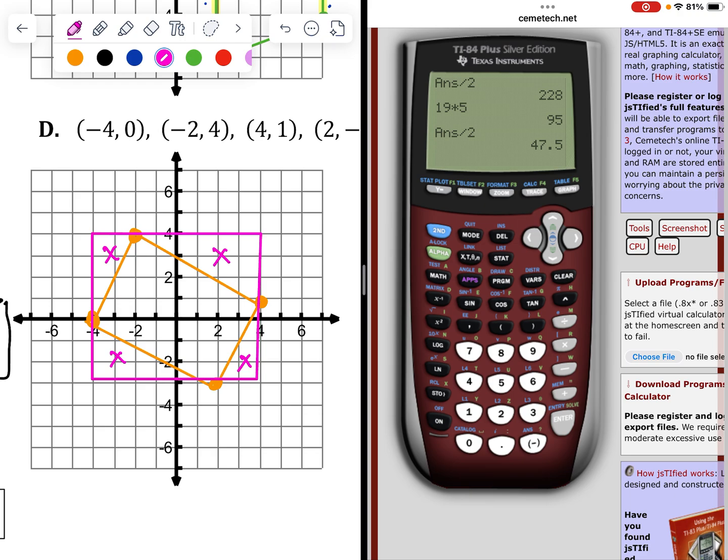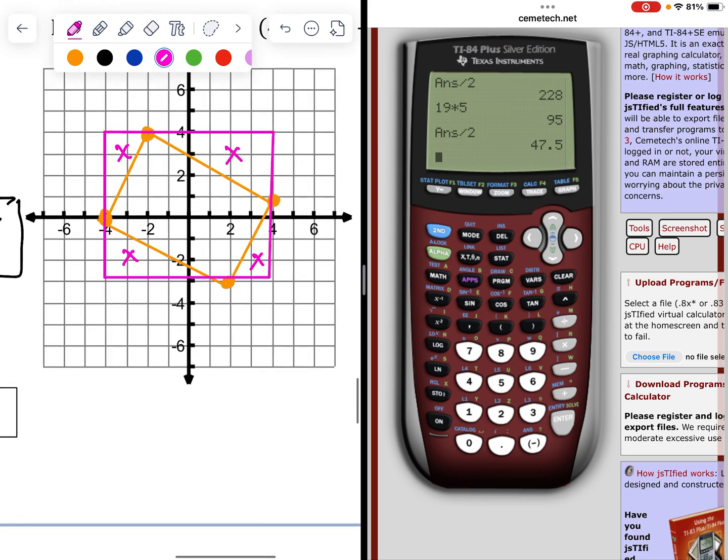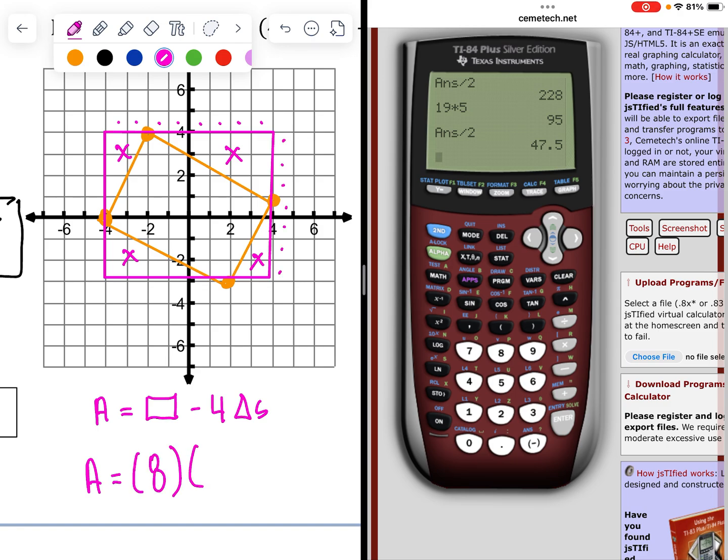All right, so my plan is area equals the rectangle minus the 4 triangles. So I'm going to do area equals, and then just the rectangle. The rectangle has 1, 2, 3, 4, 5, 6, 7, 8. 8 times 1, 2, 3, 4, 5, 6, 7, 7. Okay, so that is 56 units squared.